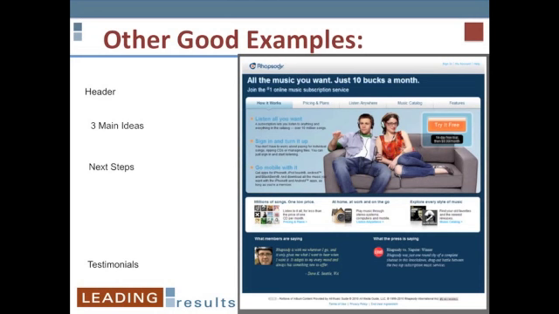Testimonials on the bottom, 1 from the press, 1 from a consumer, and as they're building the credibility. Those are examples of good landing pages.